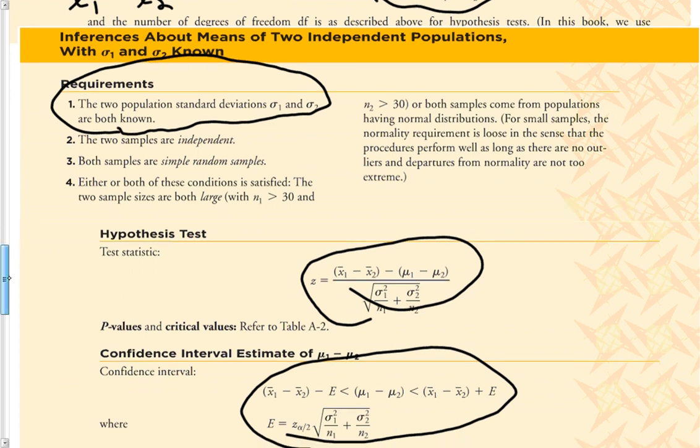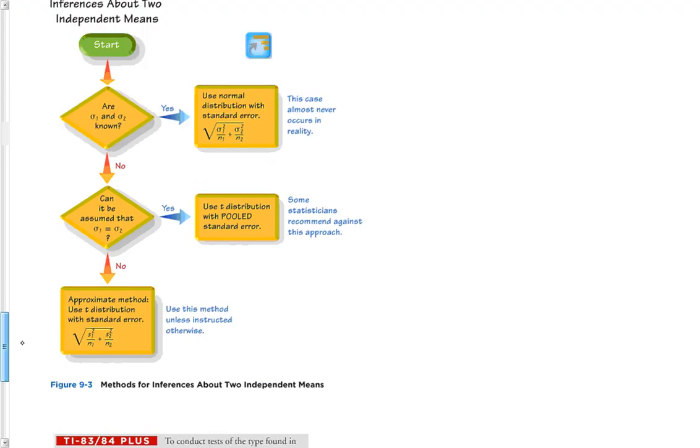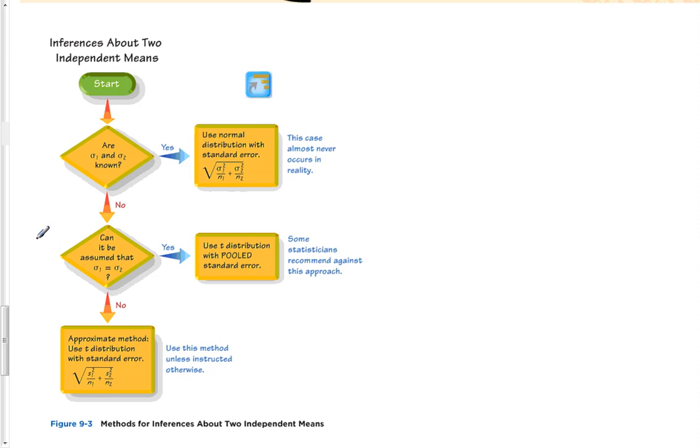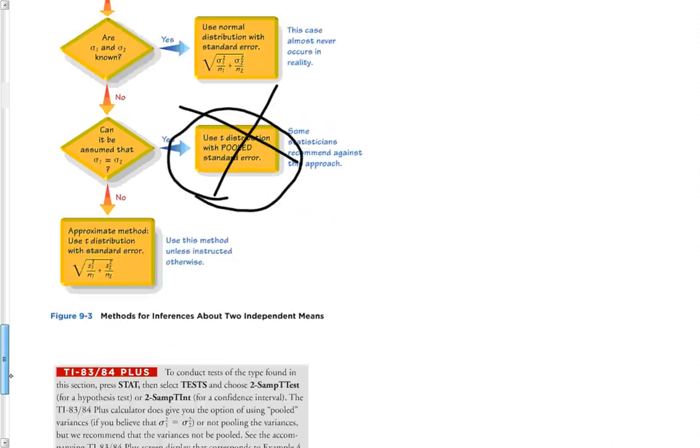Now, let's take a look at some examples. Actually, here's how we're going to make our decision of what test to use. First, you ask yourself, are sigma 1 and sigma 2 known? Then we would use the normal distribution. That's the thing we were just looking at. If your answer is no, then can you assume that sigma 1 and sigma 2 are equal to each other? For the most part, that answer is going to be no, so we're not going to use this pooled estimate. And in our course, we're going to forget about the pooled estimate. All right, so let's take a look down here.